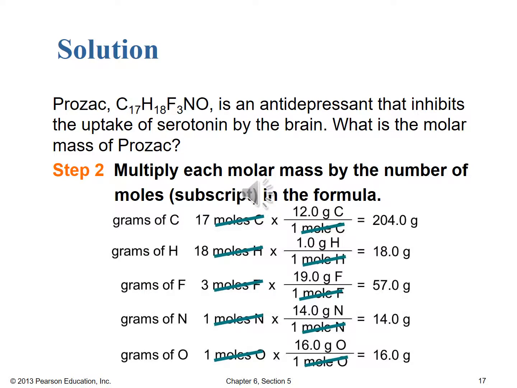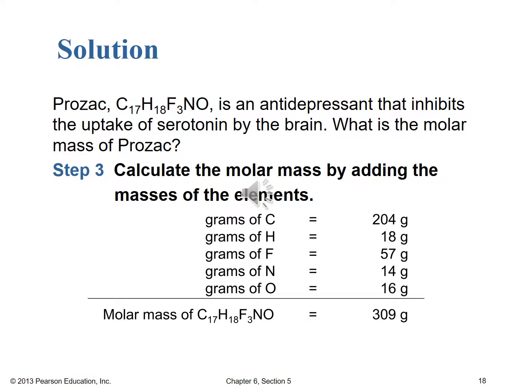Now on to step 2, we'll multiply each of those molar mass values by the number of moles from the subscript in the formula. So we find the total grams of carbon in 1 mole of Prozac to be 204.0 grams, the 17 moles of carbon times 12.0 grams of carbon per mole. And then we do likewise for the remaining substances to get the overall molar mass due to each of the elements present.